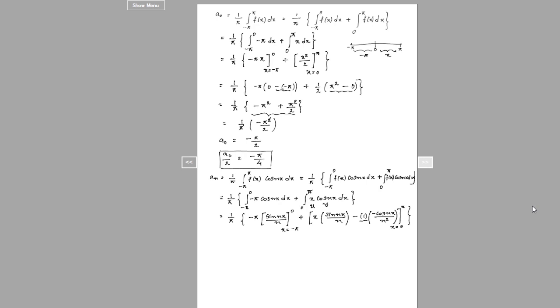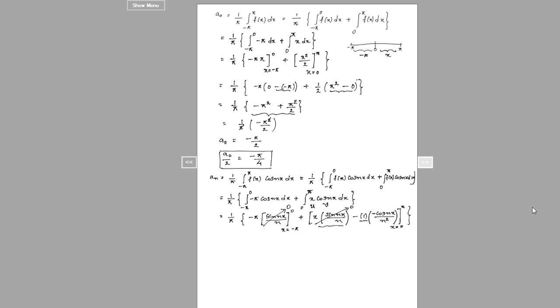So as I've explained in the previous problem, when I substitute x equal to 0 in the first term, sin 0 is 0, and if I apply lower limit x equal to minus pi, sin of minus theta is minus sin theta, so sin of minus n pi becomes minus sin n pi. Sin n pi value is 0. So therefore this term vanishes. Similarly, if you apply the limits for this term also, this will be 0.